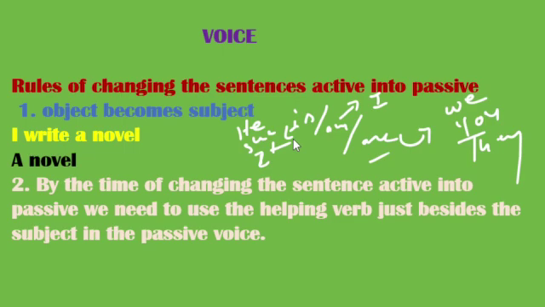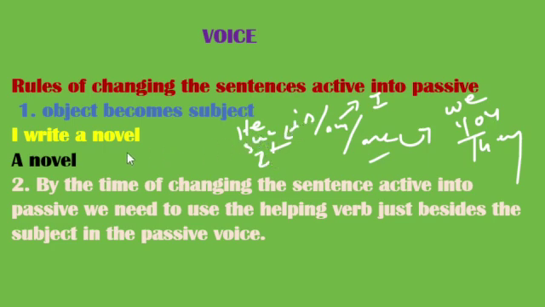So now here we have three helping verbs: is, am, are. Only for I, we have to use the helping verb am. For all plurals, we need to use the helping verb are. What are the plurals? First person plural, second person singular and plural, as well as third person plural. For them, we need to use the helping verb are. In the same way, for all third person singular in the present tense, we need to use the helping verb is.